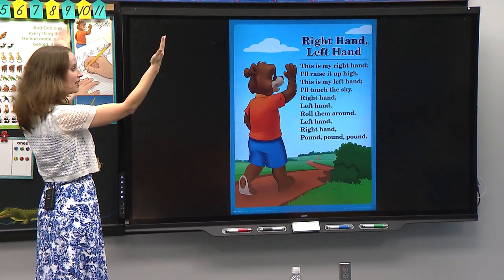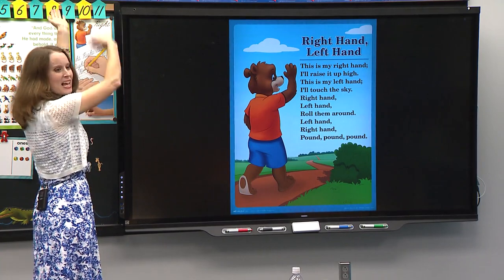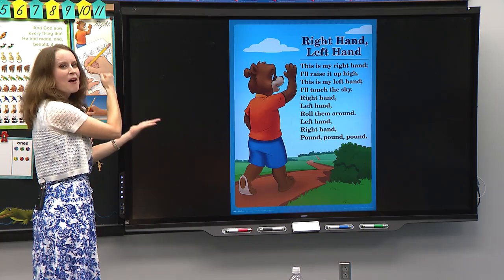Right hand, left hand, roll them around. Left hand, right hand, pound, pound, pound.